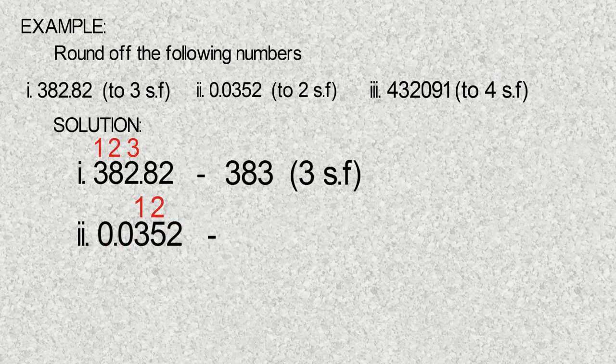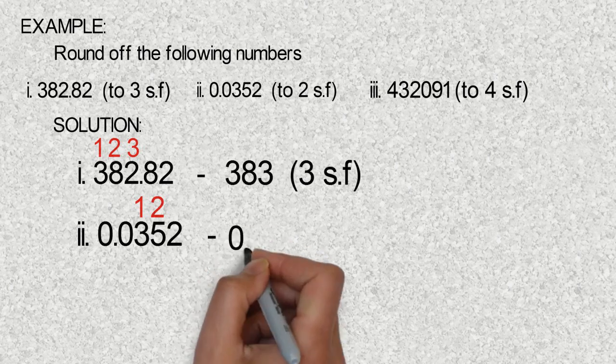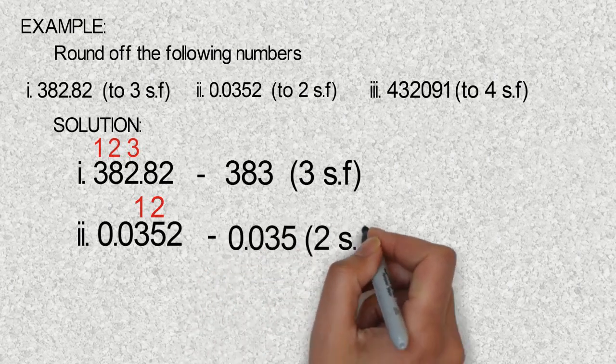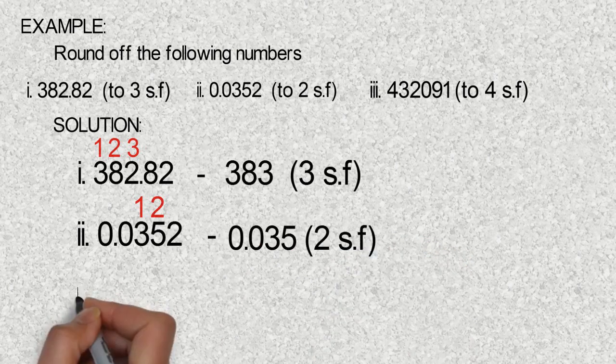Rounding this now, the next digit to it is 2. So we round it down. So our answer will now be 0.035.